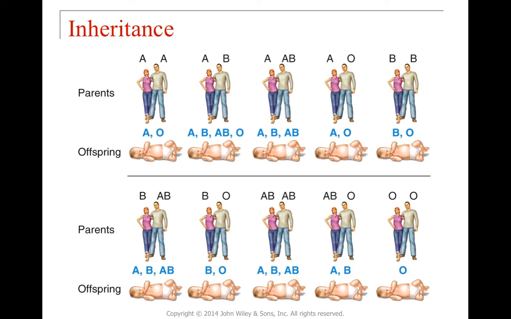So in this case, that means that the offspring that can arise from these individuals can either be A or O. If, for example, both of these guys are heterozygote AO, they could potentially both pass on the O allele, and the offspring could be an O offspring.